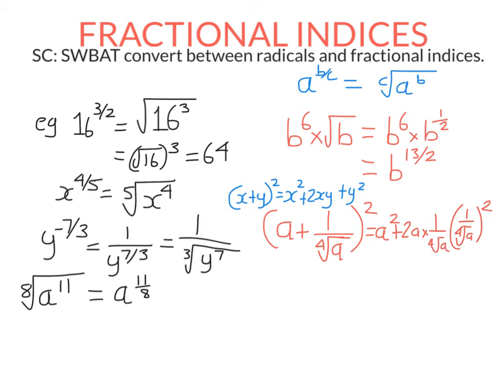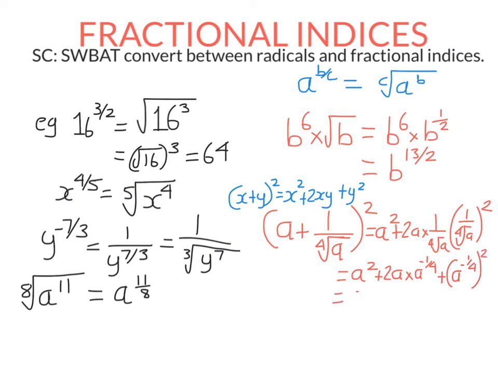Now, if I want to simplify this in index form, I'm going to leave the a squared alone. I'm going to write 1 over the 4th root of a as a to the power of negative a quarter. The reason it's a to the power of a quarter is that the 4th root of a is a to the power of a quarter. The reason it's negative is it's on the bottom of a fraction. I can do the same for the last term as well. This will be a to the power of negative a quarter, squared.